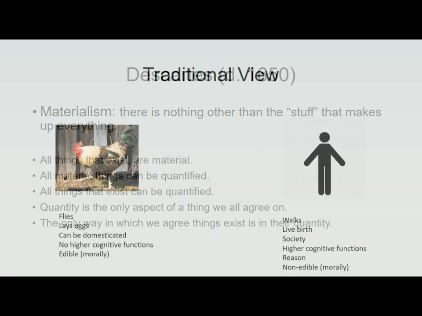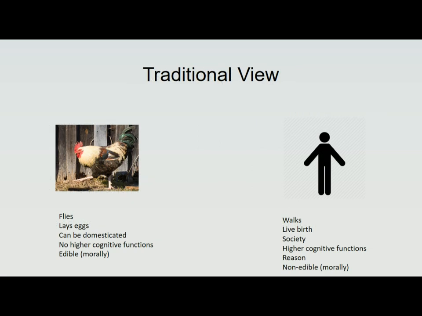Traditional conceptions of the world and sciences were interested in the qualitative approach, looking at the kinds of qualities a thing possessed and then sorting them in those sorts of ways. So chickens are the kind of thing that flies, lays eggs, can be domesticated, does not indicate higher cognitive functions, and is edible. Thus, we can eat chickens, morally speaking. I am not including the issues of factory farming, GMO chickens, and meat consumption.